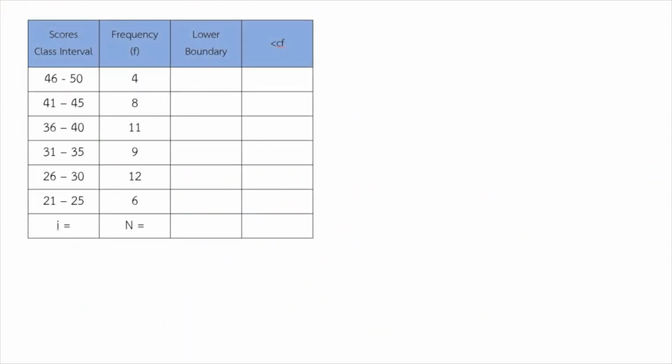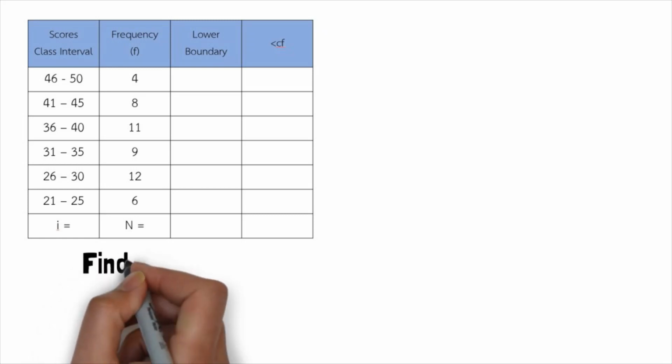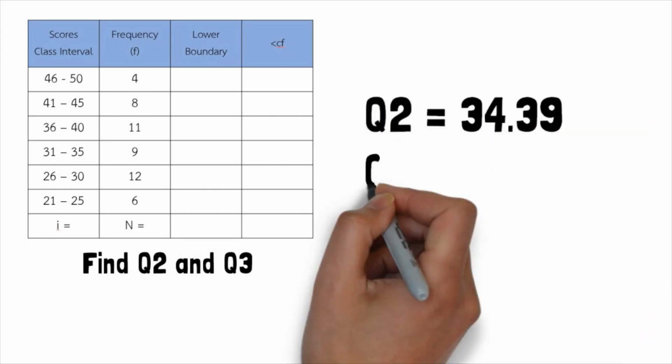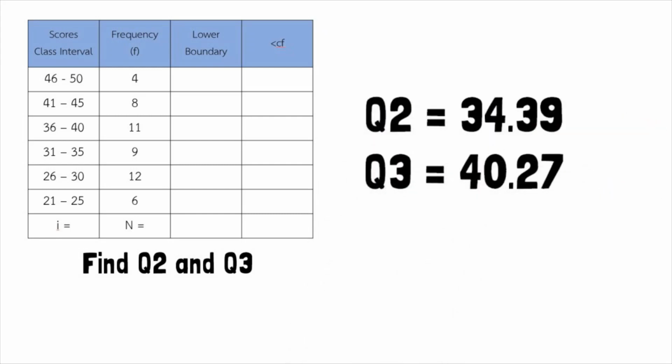Now, using the same problem, try to solve for the Q2 and Q3. Please pause the video for a while at i-comment ninyo ang inyong sagot sa ating problems. So, ito yung ating solution for the Q2 and Q3. Did you get the same answer?